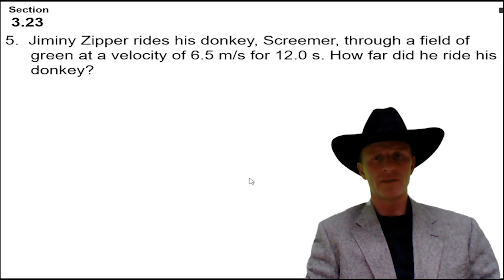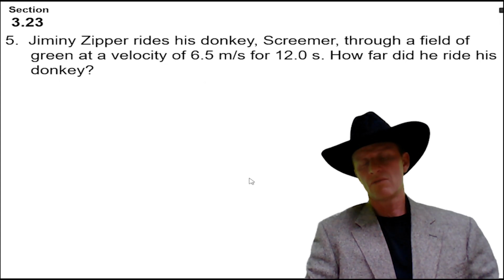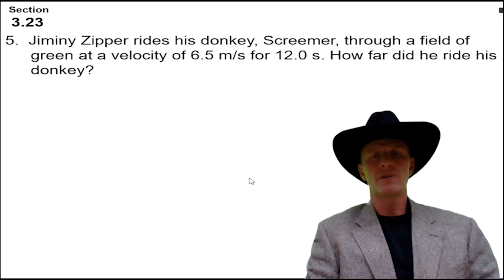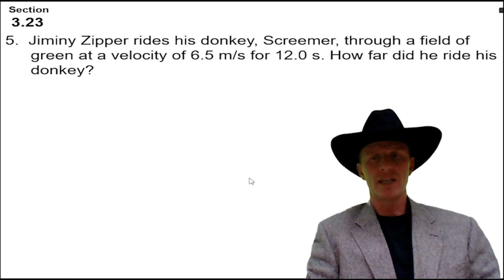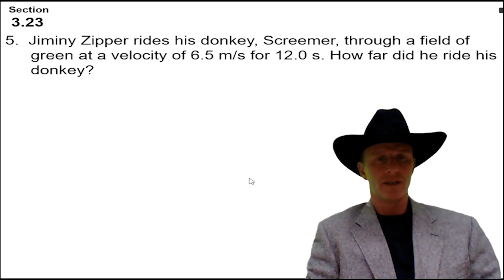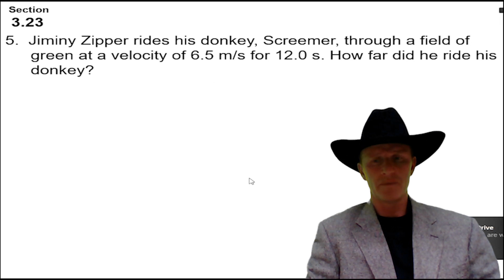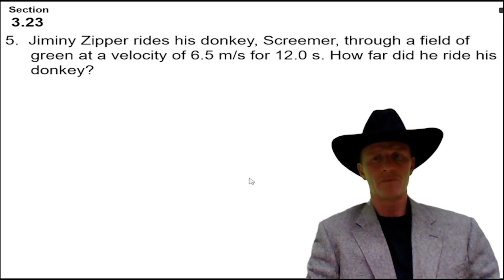All right, let's look at question 5. Jiminy Zipper rides his donkey, Screamer, through a field of green at a velocity of 6.5 meters per second for 12 seconds. How far did he ride his donkey? So Jiminy Zipper rides his donkey. What's going on with the speed here? That's really what you got to figure out. What is happening with the speed?